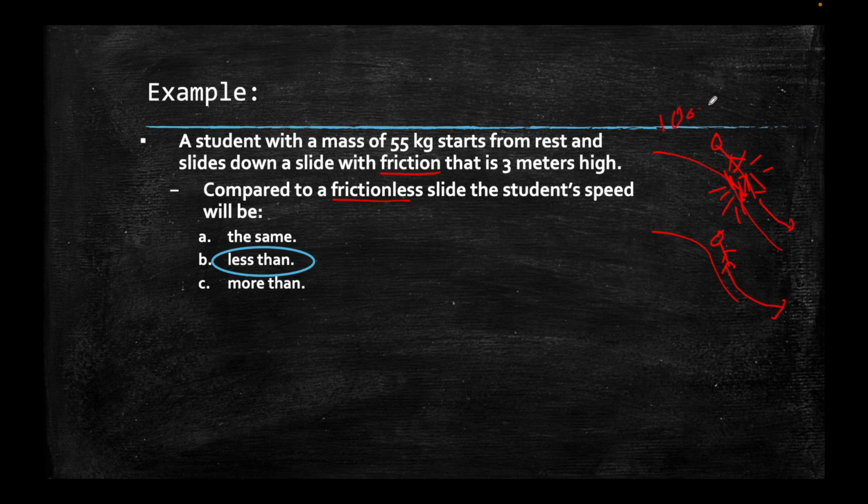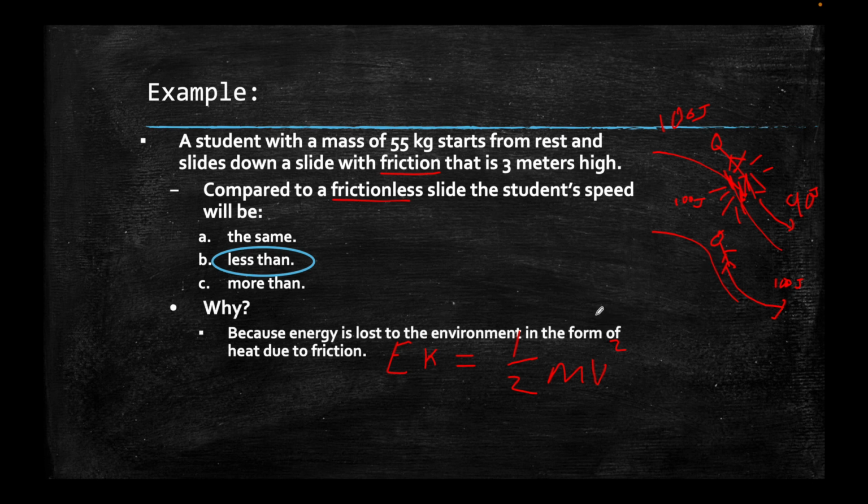If I started with 100 joules, because of friction, maybe I only have 90 joules here and 10 joules is gone to the surroundings. That could have happened. So 10, 90, that's 100. Over here, if I had 100 joules, I would continue on with 100 joules, maybe, without any friction. So the idea here is there would be more energy, because of half mv squared. This is how you find energy. So that's the thing: less energy, less speed, of course. Why? I've just explained why, because energy is lost to the environment.